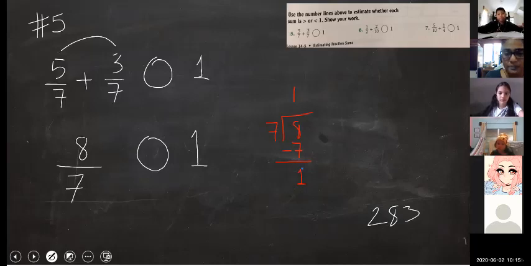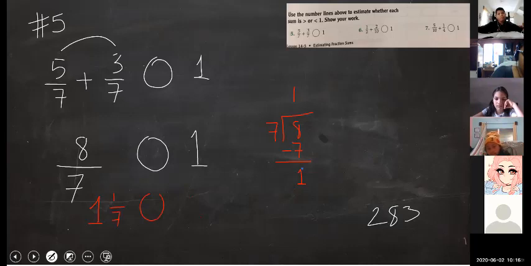Okay, now, how do we write this as a mixed number? Do you remember? How to write it as a mixed number? Yes, Miranda? Put the 1 big, the 7 below and the 1 on top. Excellent. Very good. That's it.